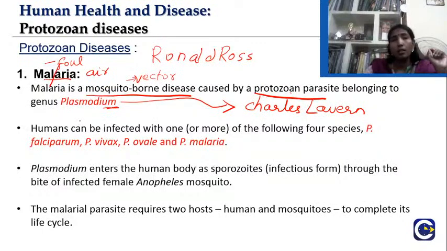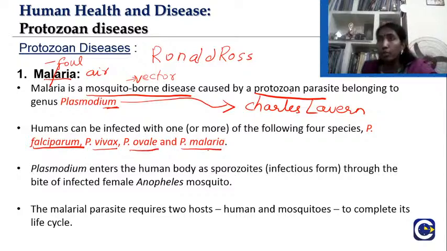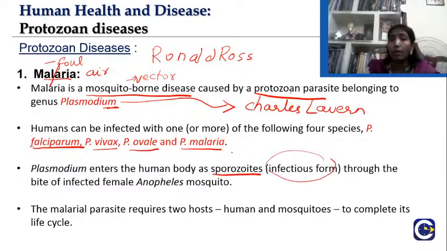So when you take humans, usually they are infected with any of these four species. We have Plasmodium falciparum. I hope, students, you will know these names: falciparum, Plasmodium vivax, Plasmodium ovale, Plasmodium malariae. If you don't know or are new to this concept, please take note of this. Now we will see that the Plasmodium enters the human body in the form of sporozoites, which is the most infectious form. Again, from the MCQ point of view, they'll ask this question.